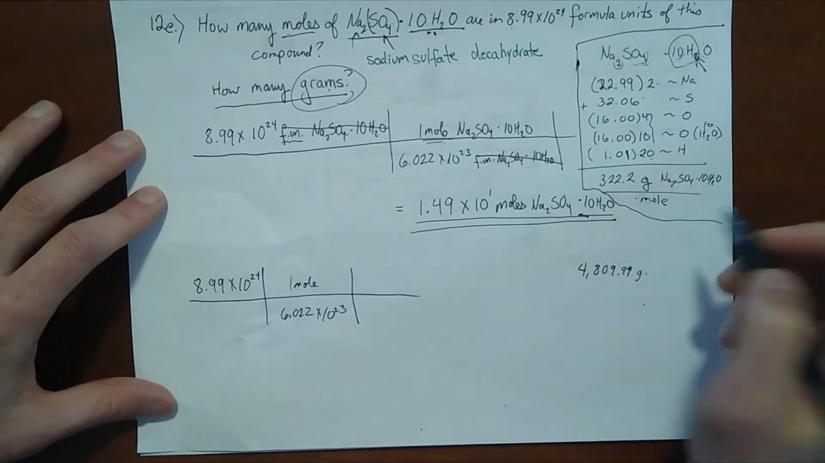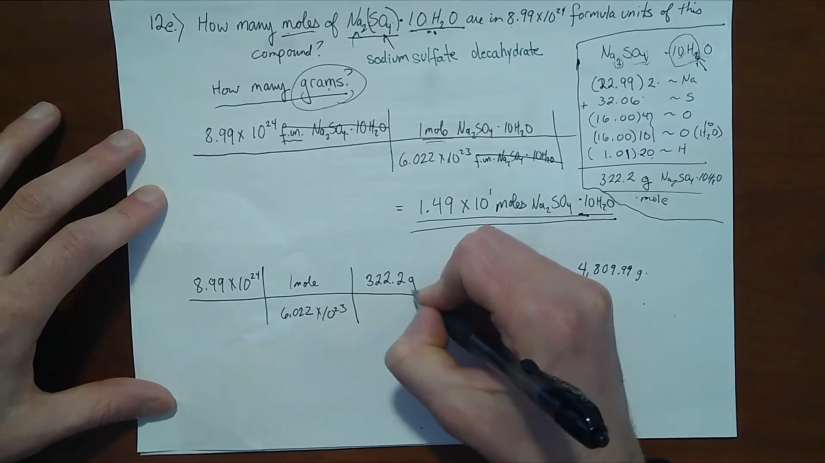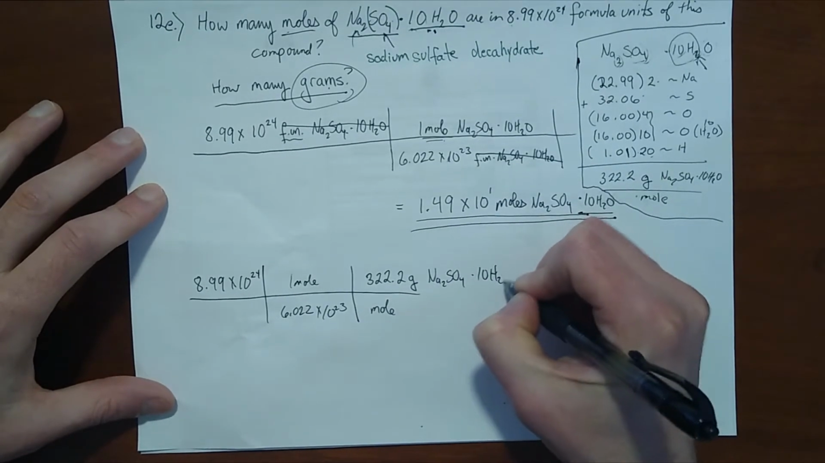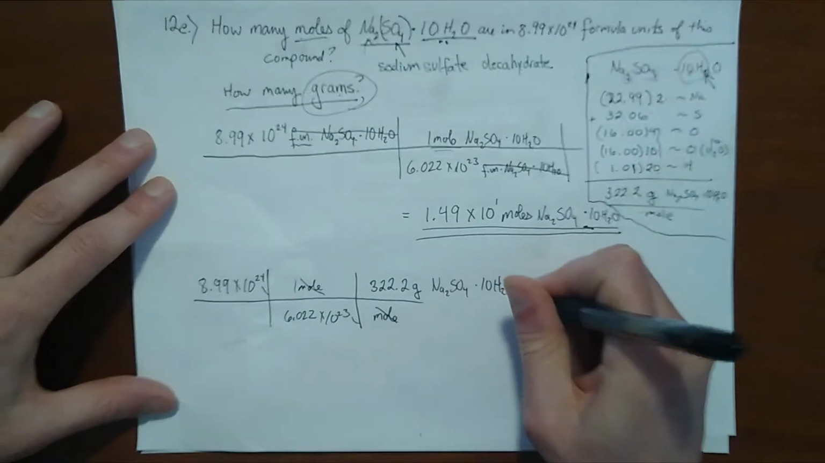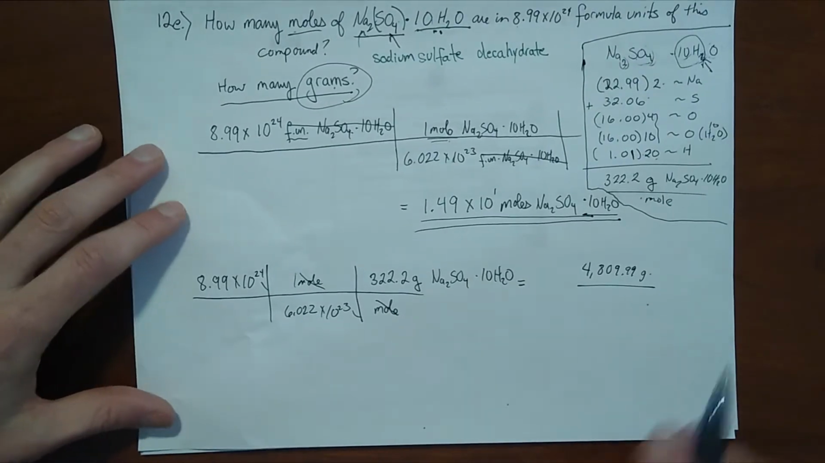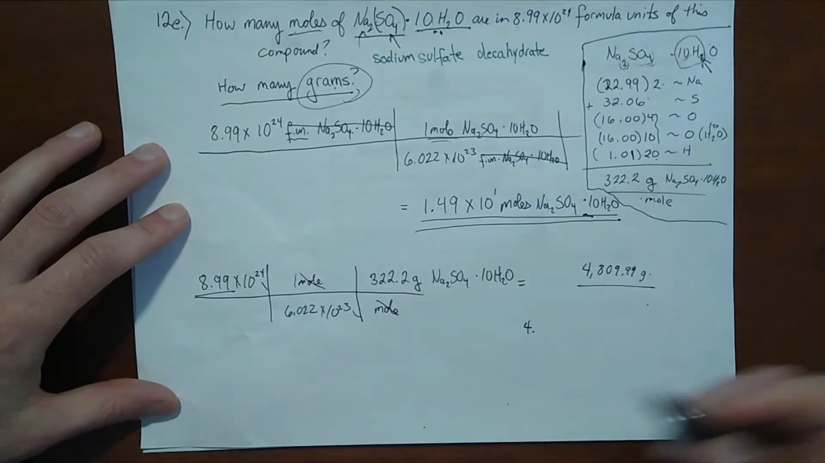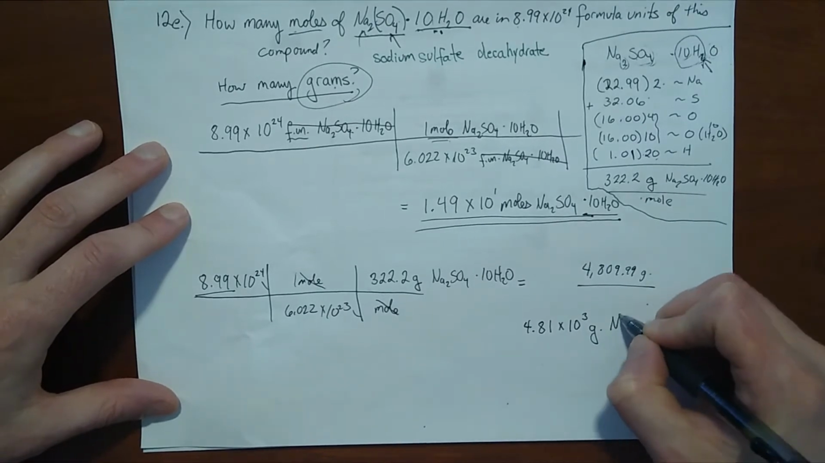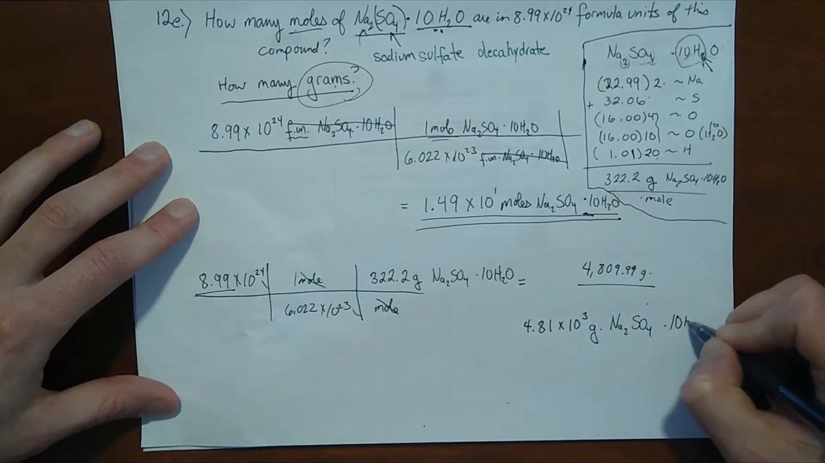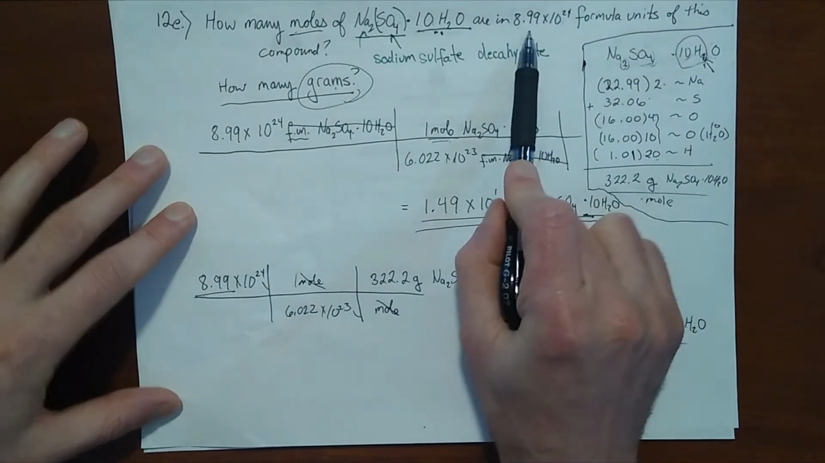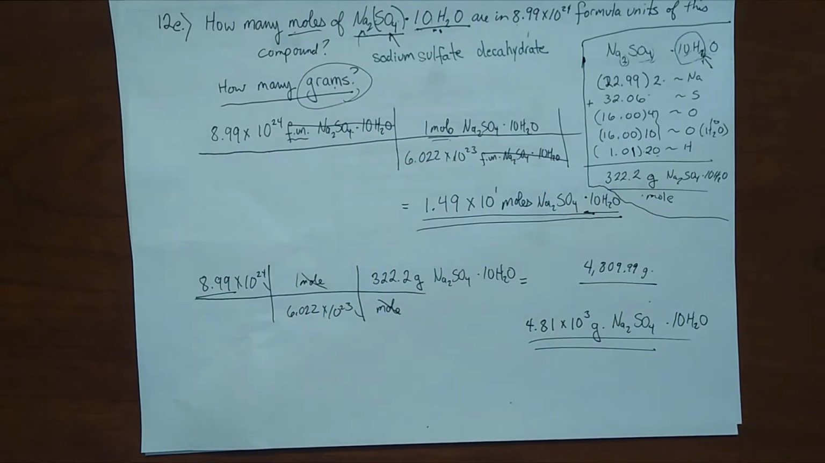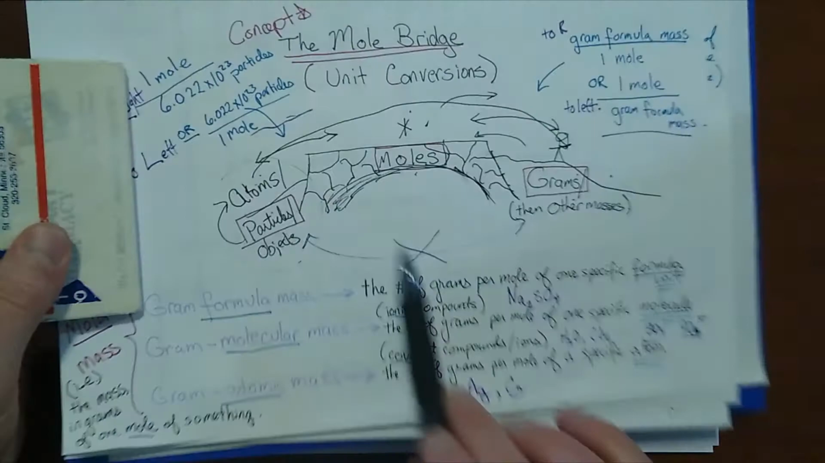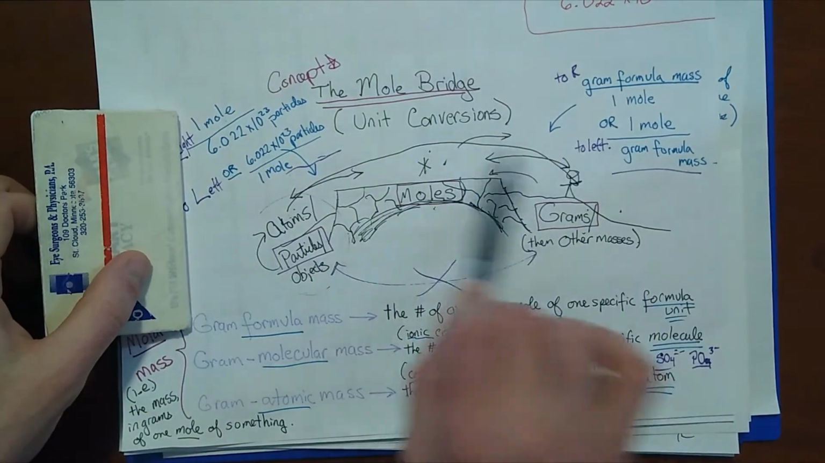And then we're going to use this conversion factor. All my units will cancel. And we will end up with this number, which I pre-calculated. But we keep 3 significant digits, so we're going to actually have to round this a little bit. So we're going to get 4.81 times 10 to the third grams of sodium sulfate decahydrate in 8.99 times 10 to the 24th formula units will give us that much mass. Okay, so there are 2 examples of how to go from formula units either to moles, so 1 step on the bridge, or to grams, so 2 steps.